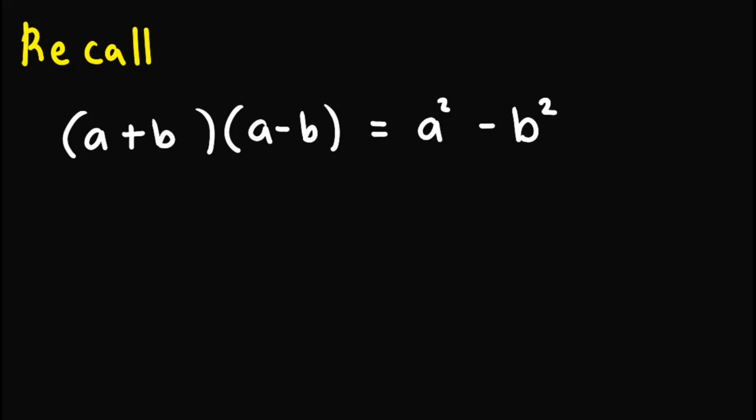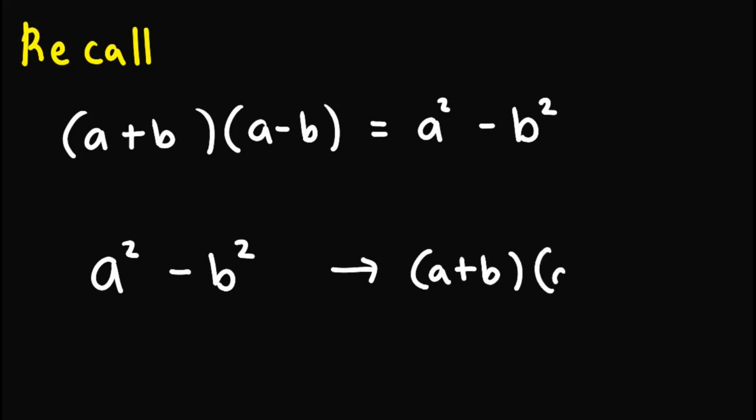Now, if we do the reverse, we will have a squared minus b squared going to (a + b)(a - b). And this is the idea of the difference of two squares factoring method. So let's try it out in an example.